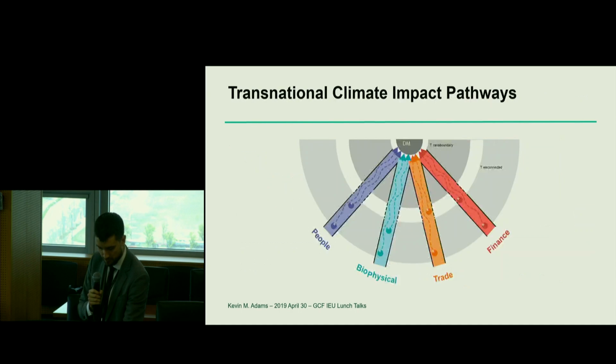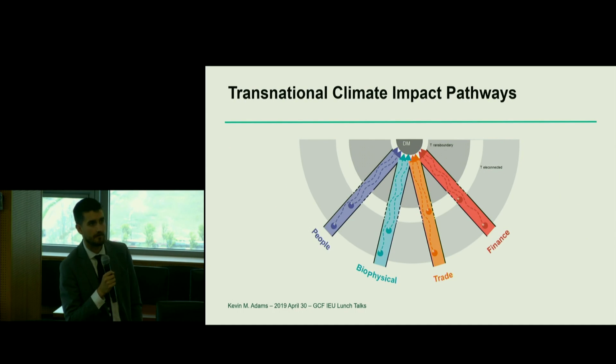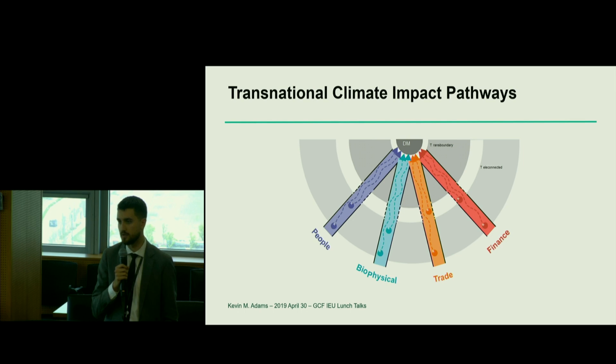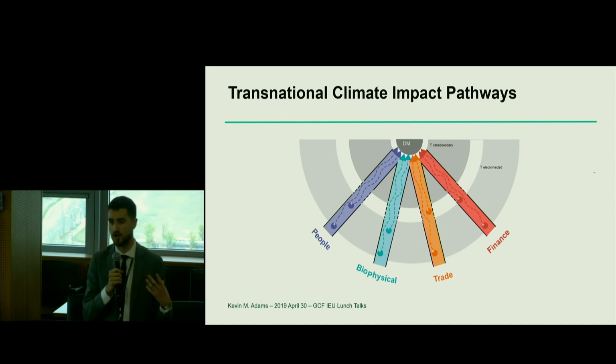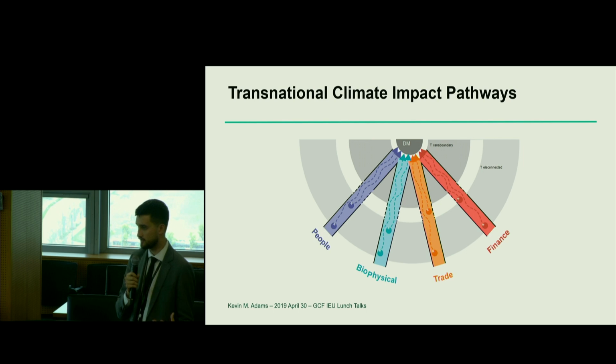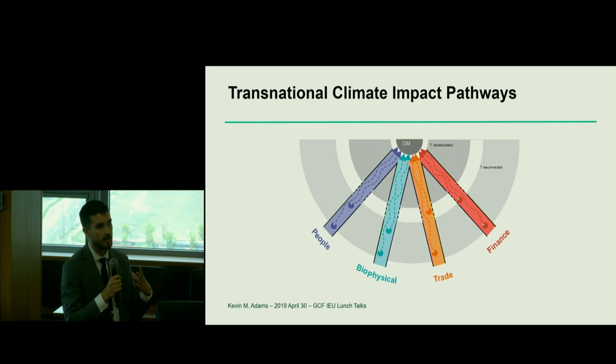And what the paper principally argues is that there are 4 key pathways through which risks can flow across borders between countries. The really obvious one that we tend to start with is the biophysical pathway. So these are things like shared river systems, ecosystems, and things that really concretely cross borders.